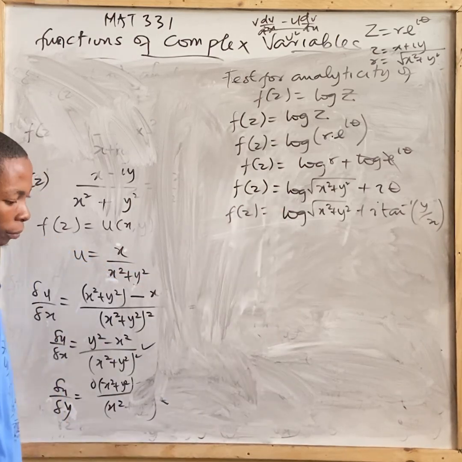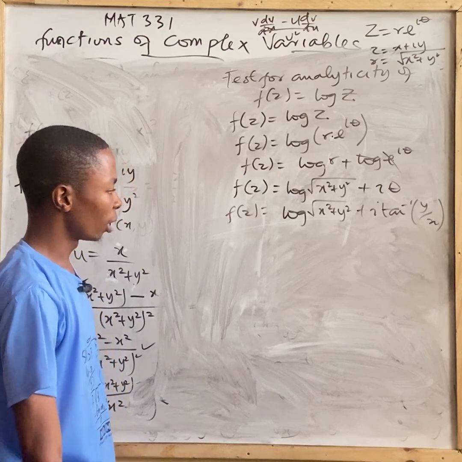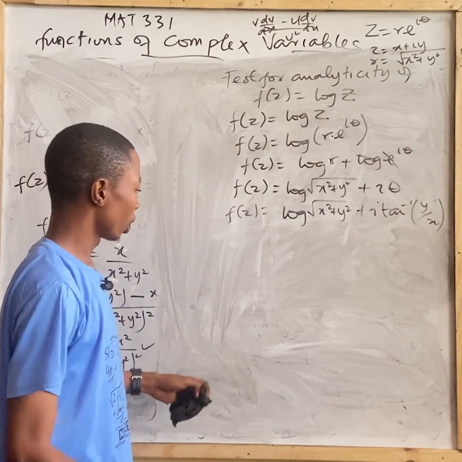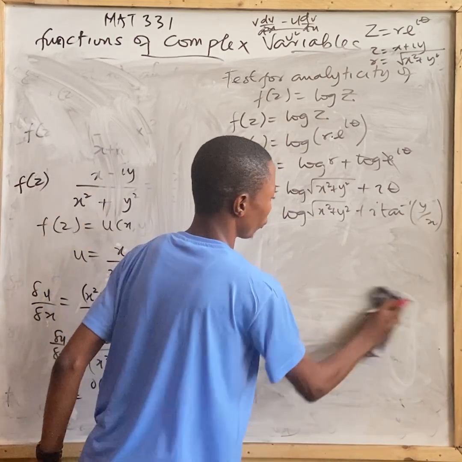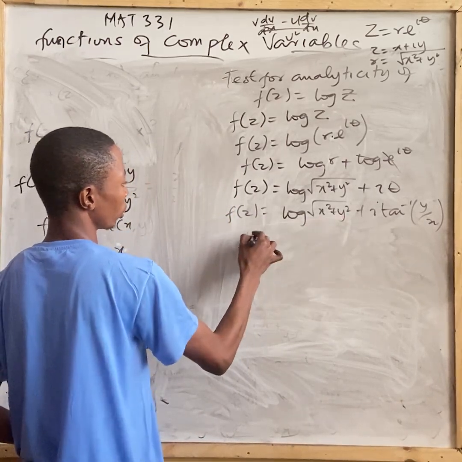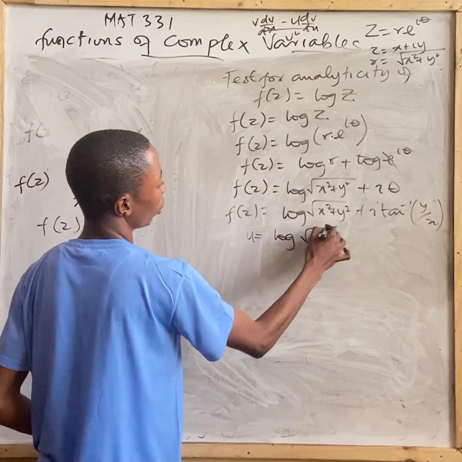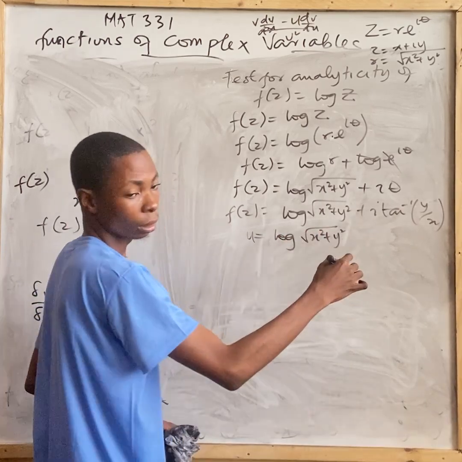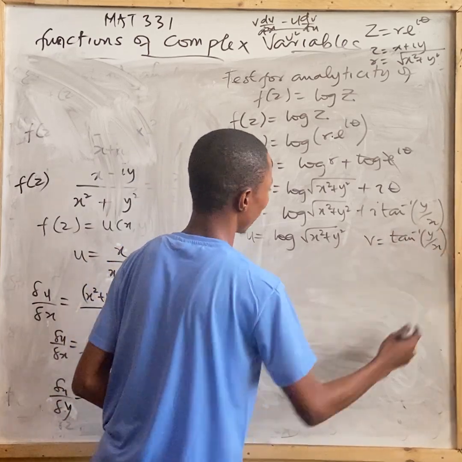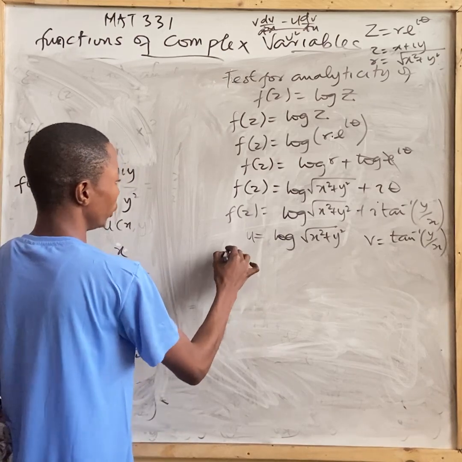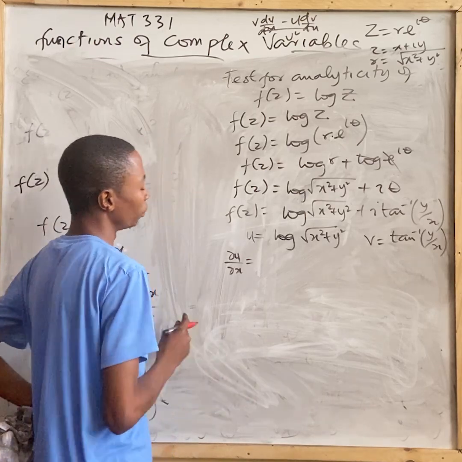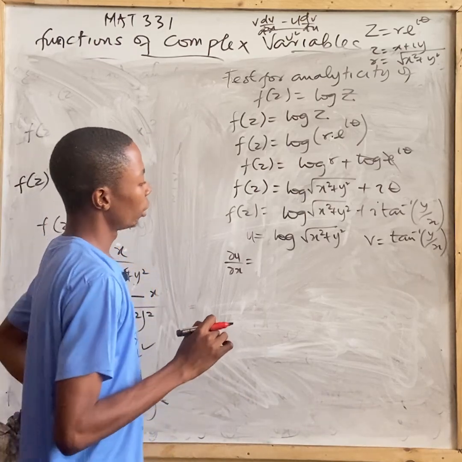Then the next thing is to take the four partial derivatives. We should differentiate the first one with respect to x and then differentiate the other one too. So this is our u, the real part: u equals log of square root of x squared plus y squared. And v is tan inverse of y over x. Now differentiate u partially with respect to x. Don't forget the chain rule of differentiation.